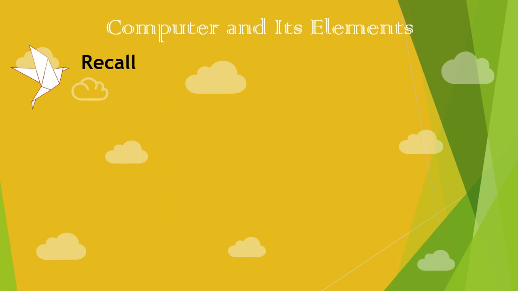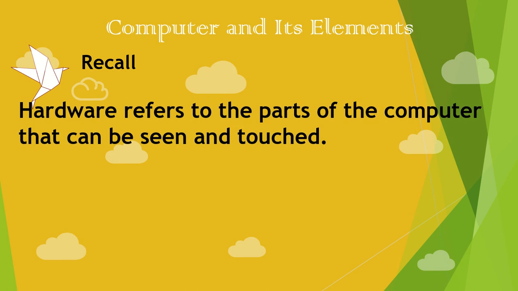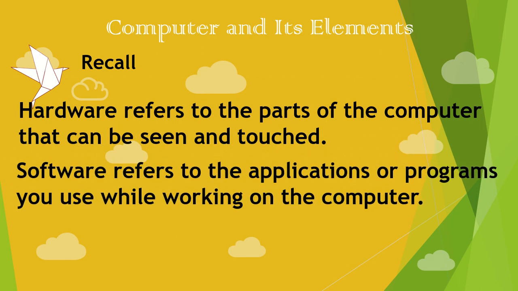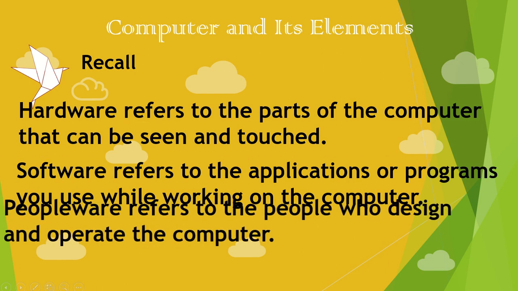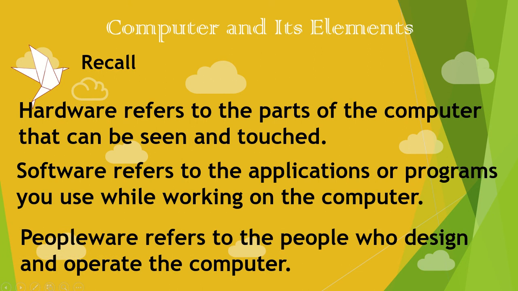Okay, to recall, hardware refers to the parts of the computer that can be seen and can be touched. Next, software refers to the applications or programs that you use while working on the computer. And we have peopleware, which refers to the people who design and operate the computer. Is it all clear?